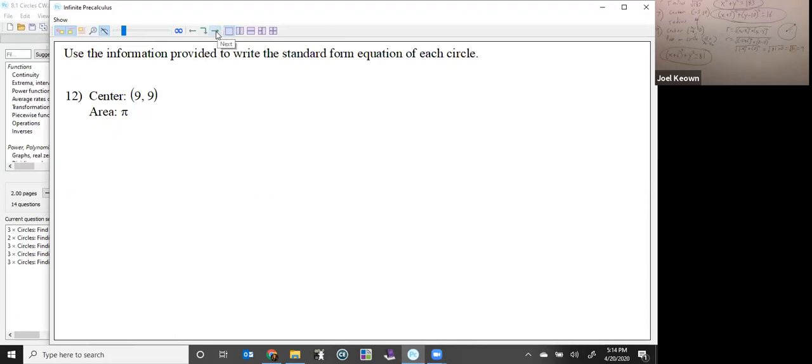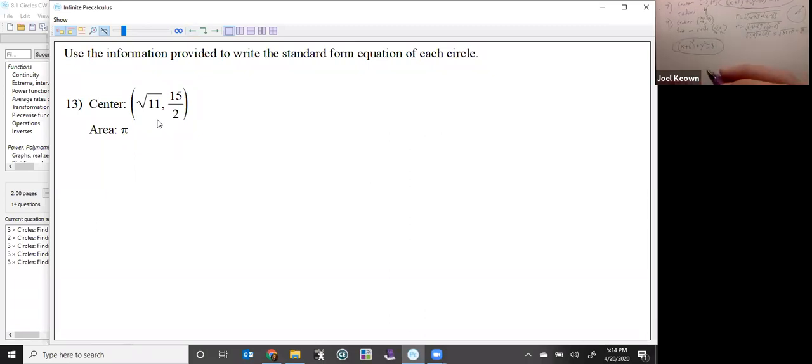All right, last we're going to look at number 14. It's a new fraction, maybe that was scary. It's important that we remember what area of a circle is for this one. So I'm going to write down the problem. Center square root of 11, 15 over 2, radius, oh sorry, area.